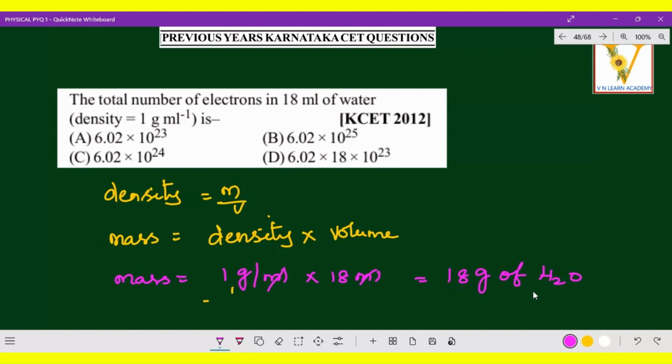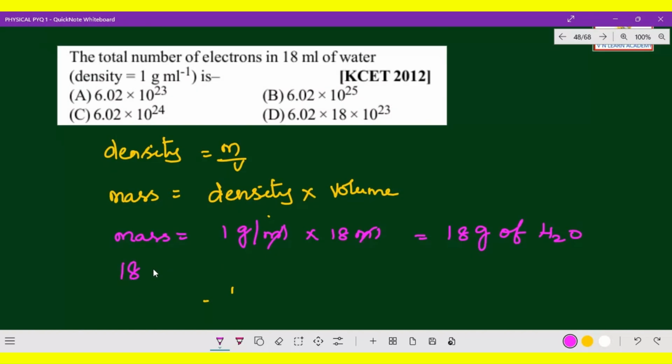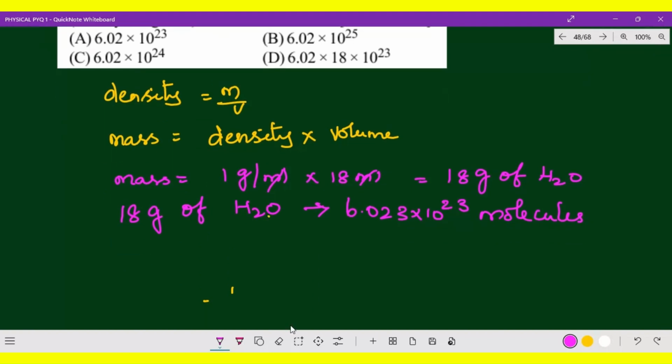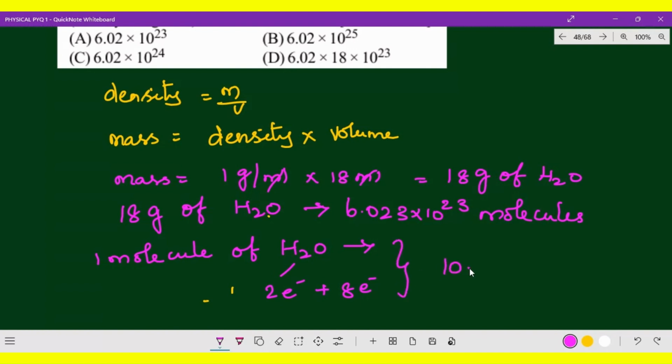Now come to the next point. 18 gram of water has how many molecules? 6.023 into 10 to the power of 23 molecules. Therefore, in one molecule of water, how many electrons are available? That is the question. Hydrogen H2 has 2 electrons, oxygen has 8 electrons. So totally, 10 electrons are there. One molecule of water has 10 electrons.